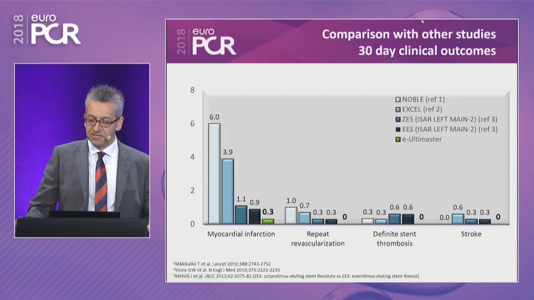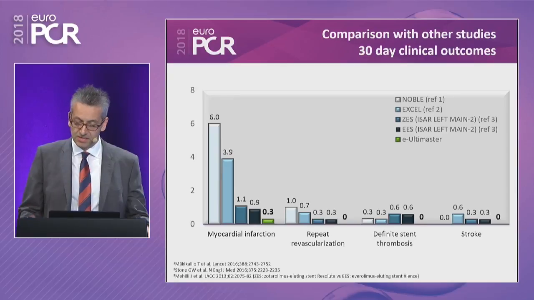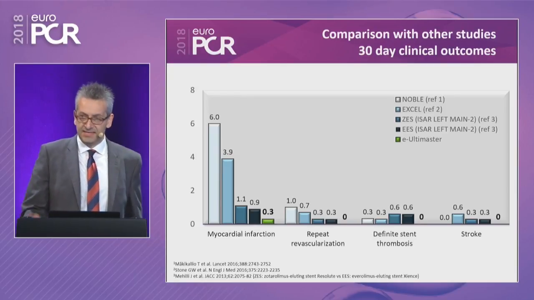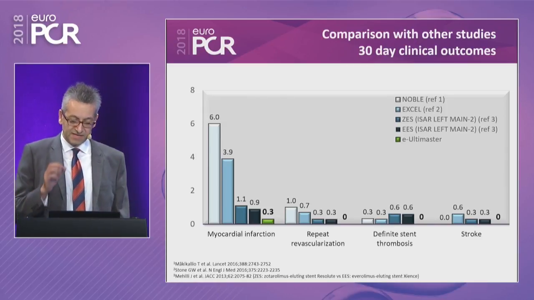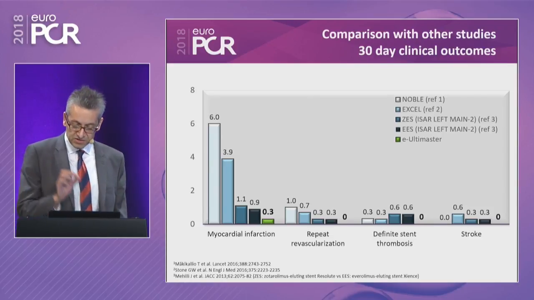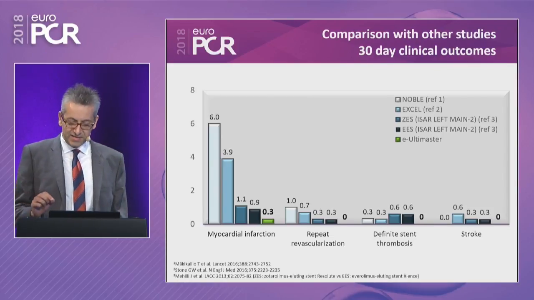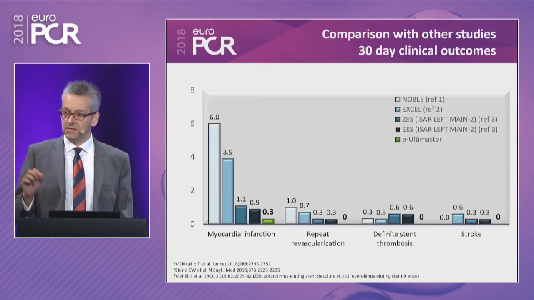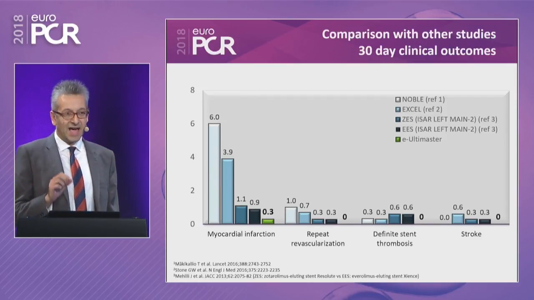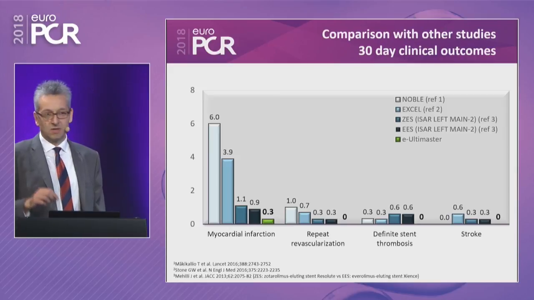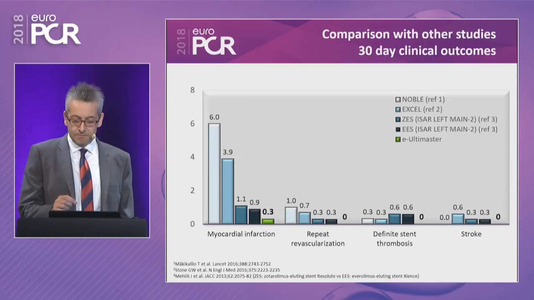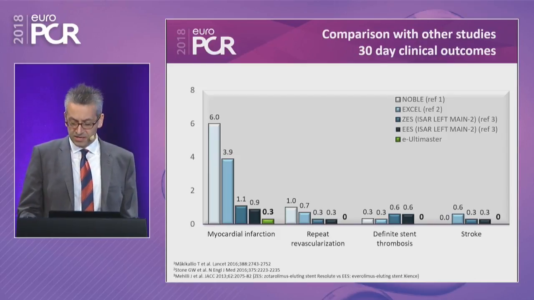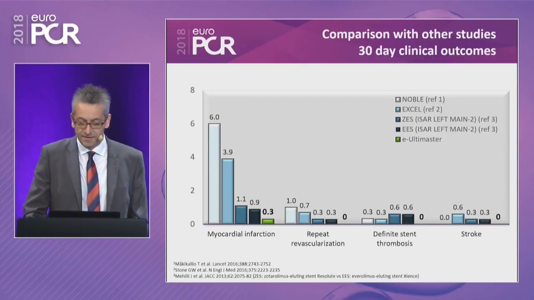This shows a comparison of 30-day outcomes in the 30-day subgroup with other left main stem studies. The first thing that you can see is that Ultimaster has very favorable outcomes in various endpoints for this high-risk cohort of patients, both in terms of MI, repeat revascularization, stent thrombosis, and stroke. So despite having higher risk characteristics in this cohort, much more likely to be ACS cases, you can see that the adjudicated endpoints are much lower than in many other contemporary platforms, although this is not randomized data.